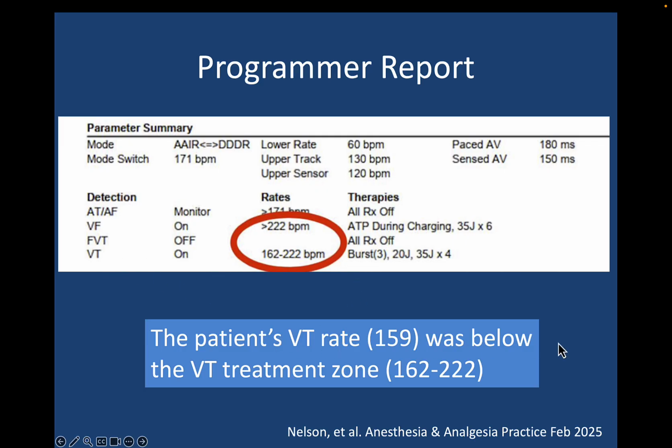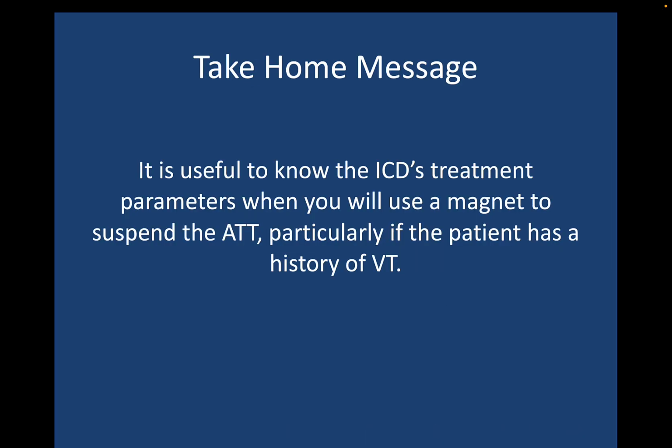So the patient's actual VT rate in the OR that day was 159 and was therefore below the VT treatment zone. And so the ICD wasn't going to do anything about that. Only when the patient went into VF did the ICD actually see something it needed to treat, and then it treated it. And so the take-home message here is I think it's useful to know the ICD's treatment parameters when you're going to use a magnet to suspend the anti-tachytherapy, particularly if the patient has a history of ventricular tachycardia.